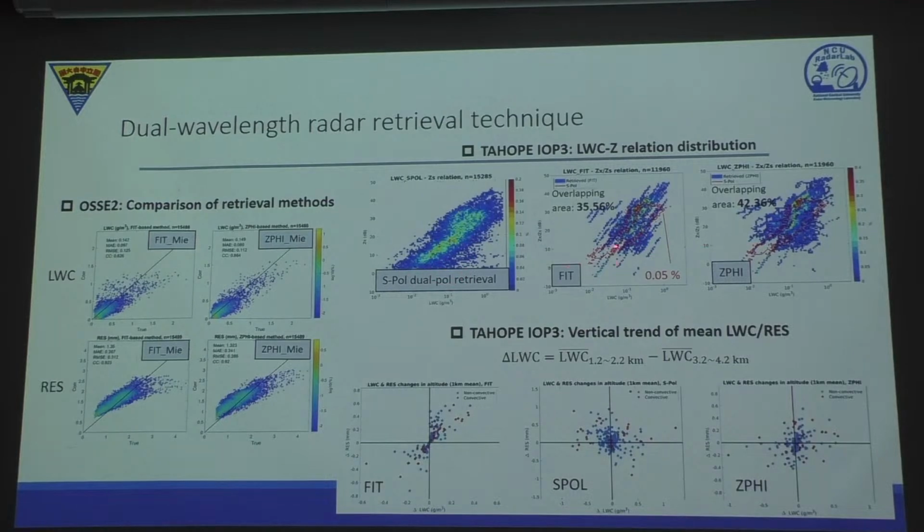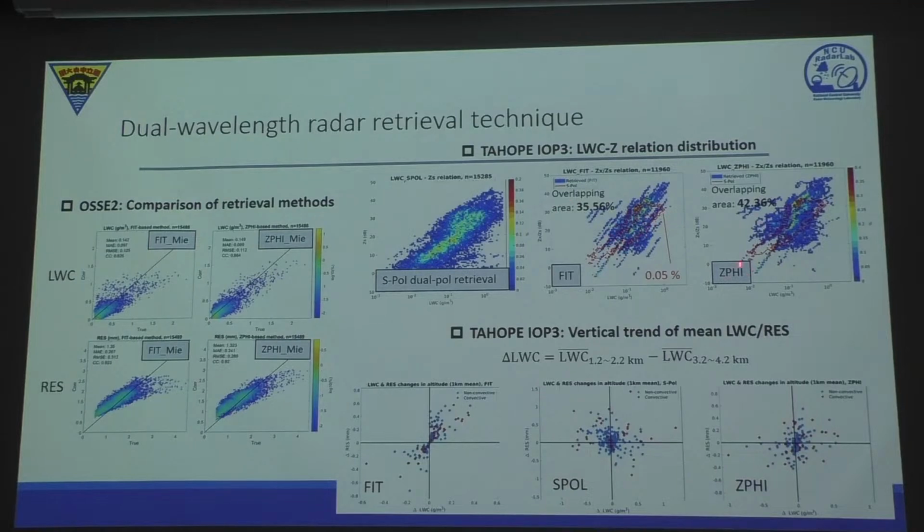We try to compare what we have from the co-located TMR and MR measurement. When we compare the SPO retrieval and our dual wavelength retrieval technique, because of the sampling issue and the time differences, we cannot really compare gate to gate and time to time. So we compare statistically, to see the overall characteristic of the retrieval technique.